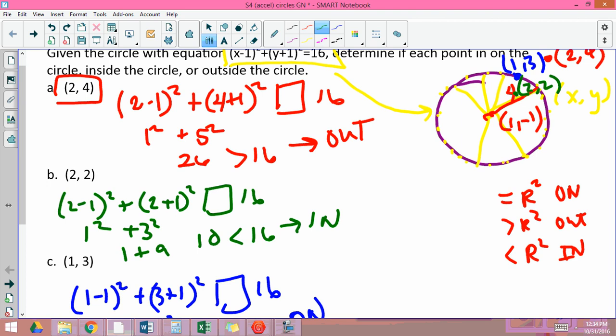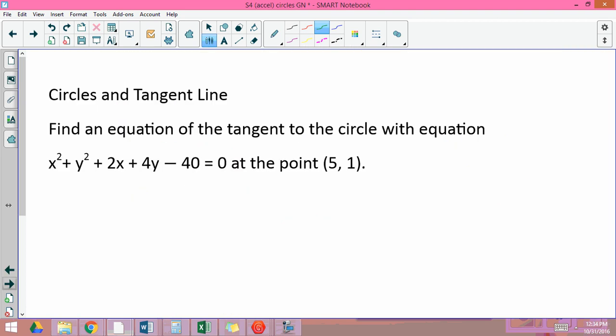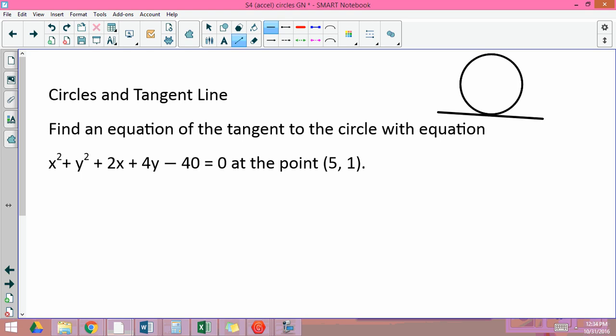So pretty straightforward. Now, circles and tangent lines is really going to extend our knowledge even more so. If we think about that circle and that tangent line, we should be able to come up with the equation of that line. And remember, our base equation for lines is y equals mx plus b.